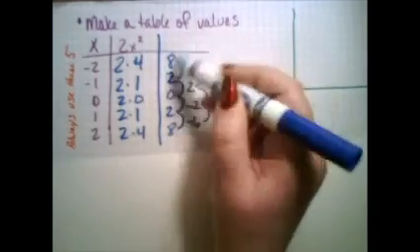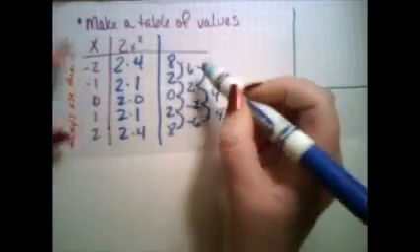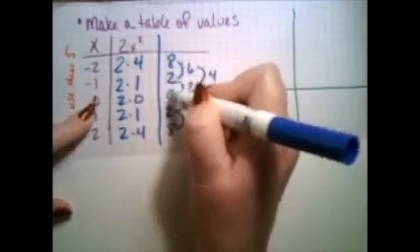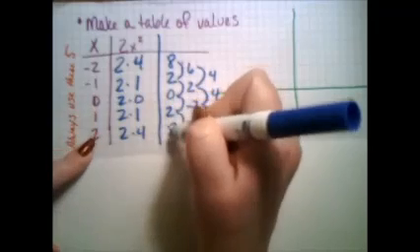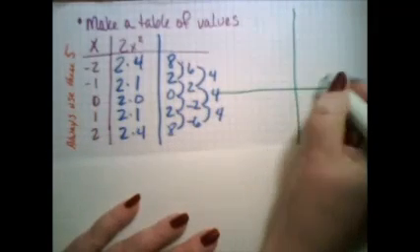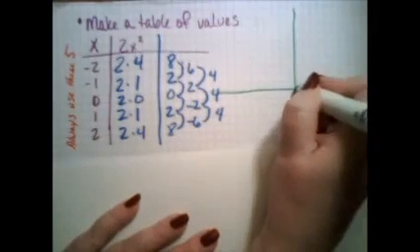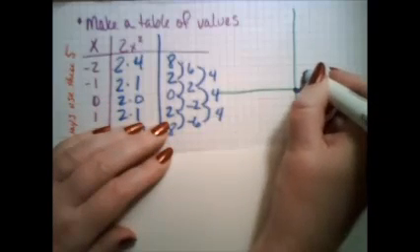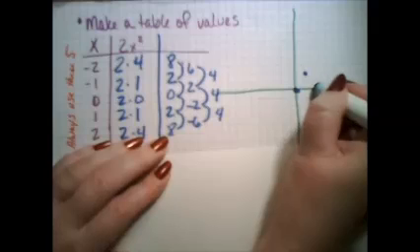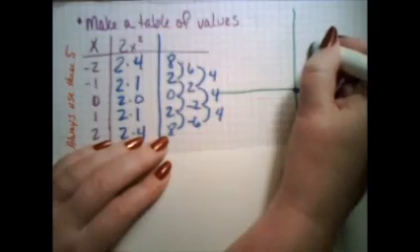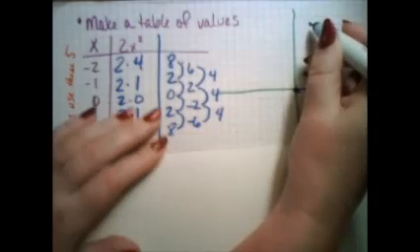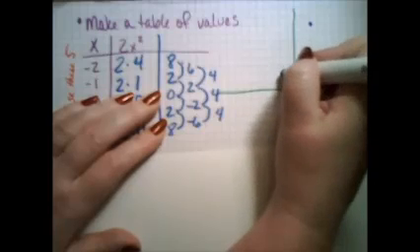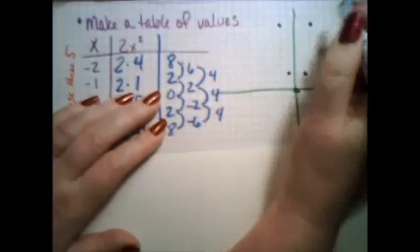Now that we've made sure all of this, we've got our points, negative 2 and 8, negative 1 and 2, 0 and 0, 1 and 2, 2 and 8. And we're going to graph those. 0 and 0, 1 and 2, 2 and 8, negative 1 and 2, negative 2 and 8.